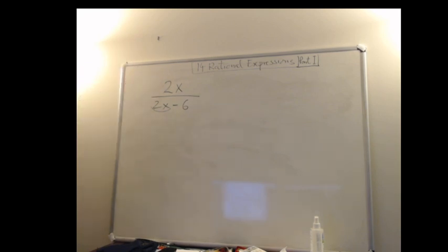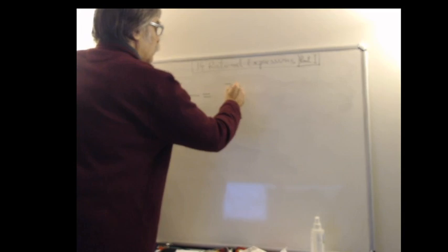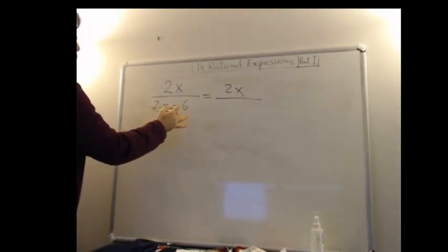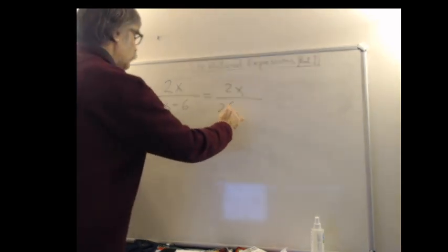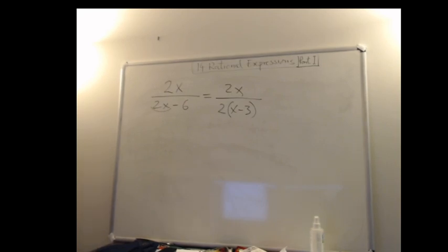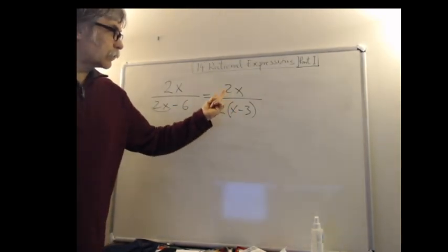Now the top is already factorized. It's 2 times x. So that's fine. You have to factorize the bottom. So you have a common factor 2 and 2 here, so you can factor out 2. So now you have an x minus 3. That's your first job. Now you have factors. Factor, factor, factor, factor.